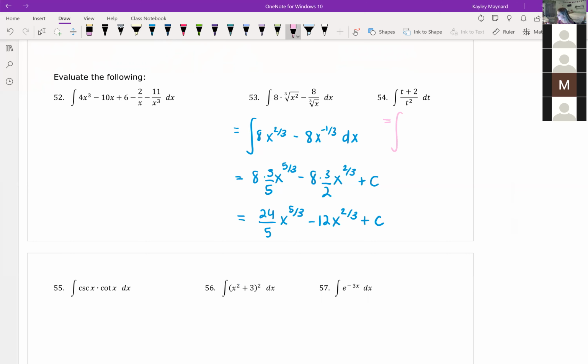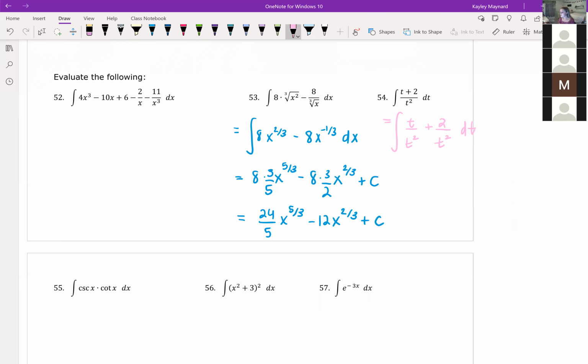So this is the integral of t over t squared plus 2 over t squared dt. Just an algebra reminder that you can split things up over the denominator, but you can never split things up over the numerator. So just a little algebraic reminder here.